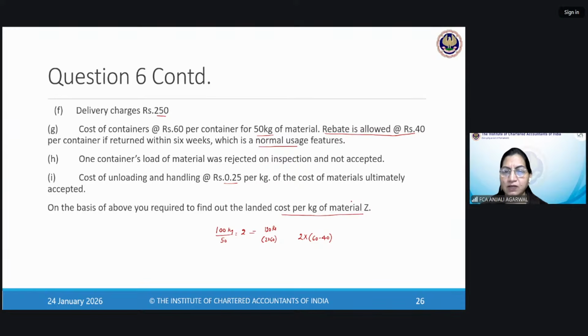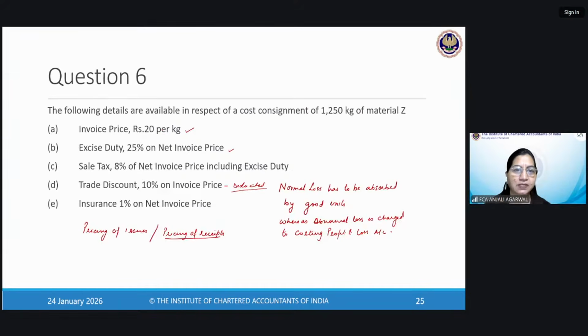When you are receiving the raw material in the unit, in the organization, what should be the price per unit you will record it at? So if you look at the price, it is 20 per kg. You also have to pay an excise duty. There is a trade discount also, 10%. Therefore, it is saying excise is on net invoice price.